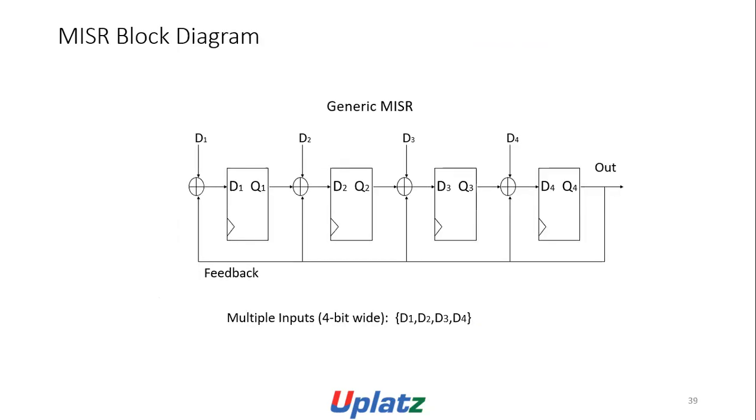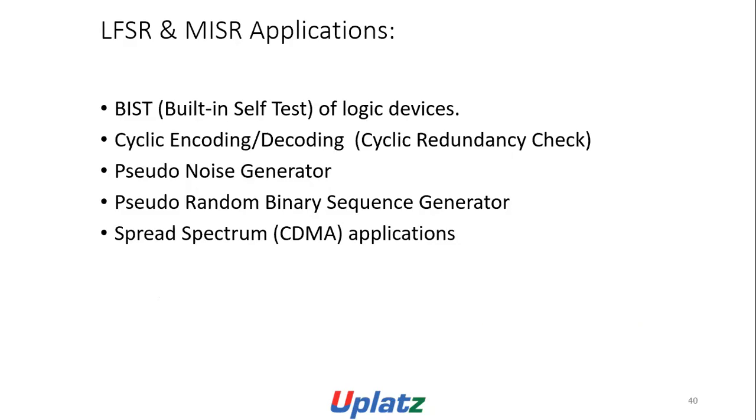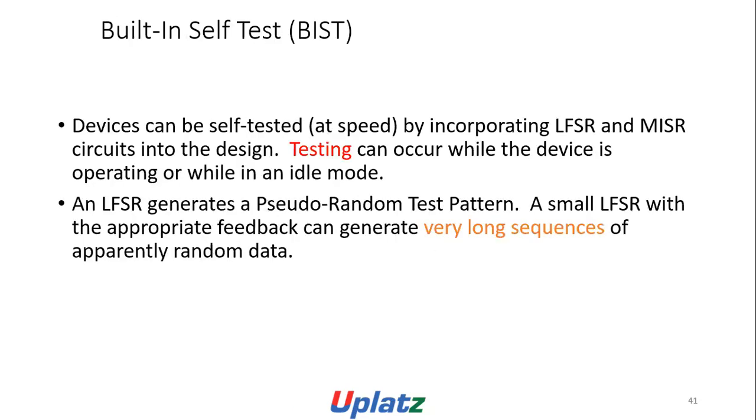MISR block diagram. A generic MISR block diagram is shown in the figure. Multiple inputs, 4 bits wide: D1, D2, D3, D4. LFSR and MISR applications: built-in self-test of logic devices, cyclic encoding and decoding, cyclic redundancy check, pseudo-random generators, pseudo-random binary sequence generators, spread spectrum, and CDMA applications.